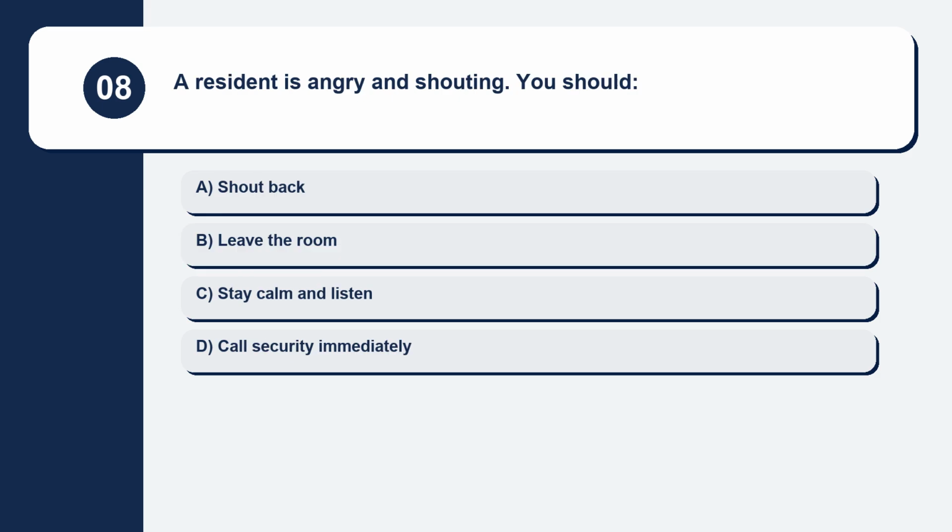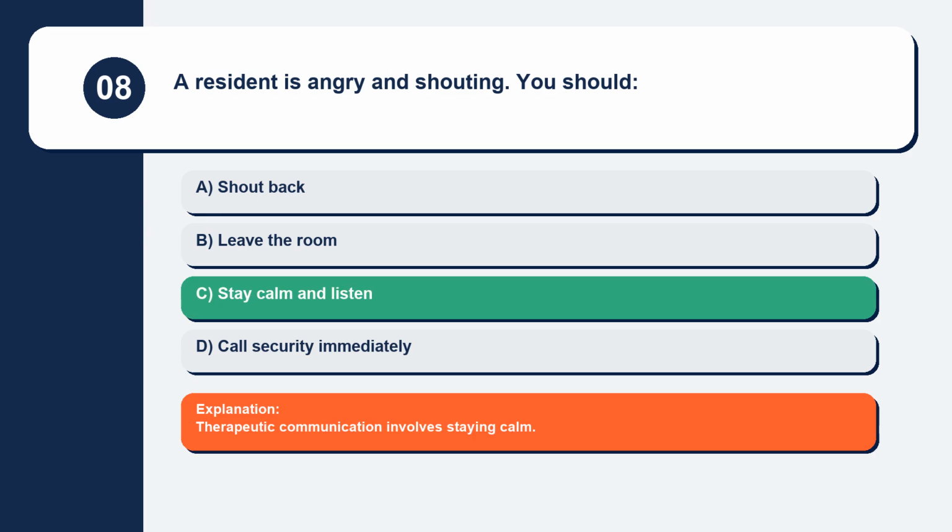Question 8. A resident is angry and shouting. You should shout back, leave the room, stay calm and listen, call security immediately. Therapeutic communication involves staying calm.